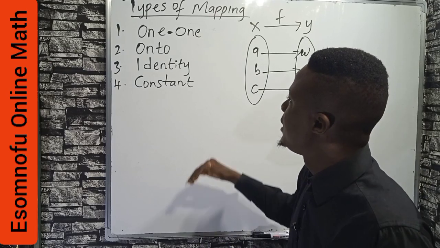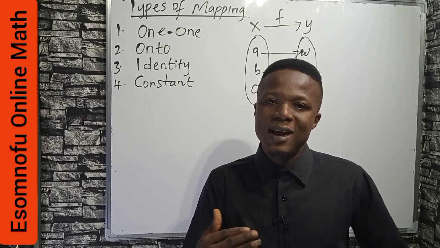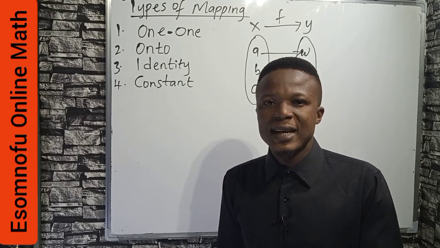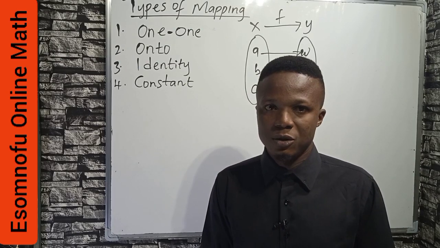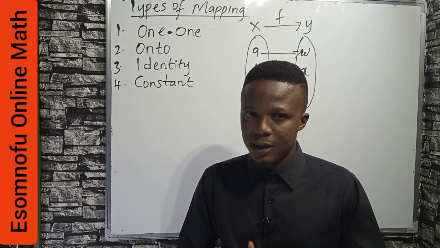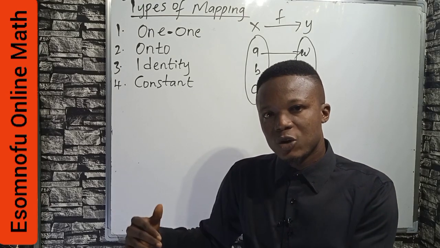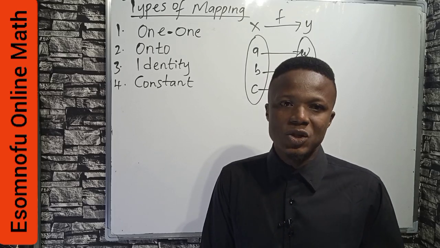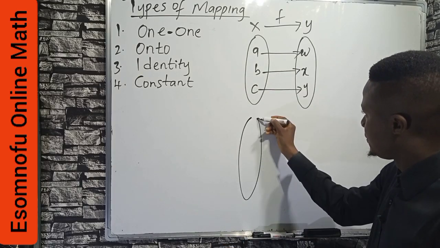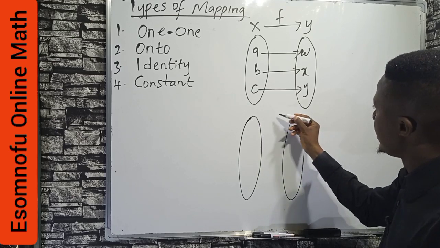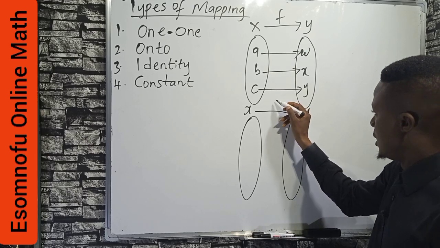Okay, now you have the onto mapping. A mapping is said to be an onto mapping if every element in the codomain is at least an image of an element of the domain. I repeat again, a mapping is said to be an onto mapping if every element in the codomain is at least an image of an element in the domain. Remember, this is the domain, this is the codomain, and you have element X mapped into Y.